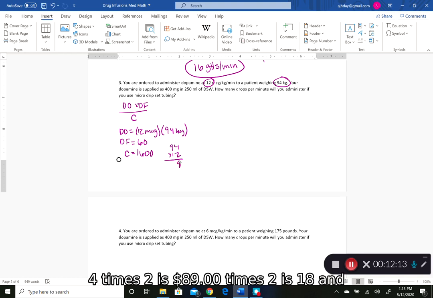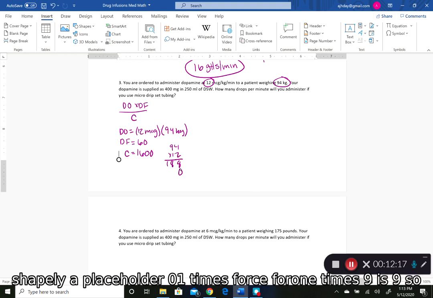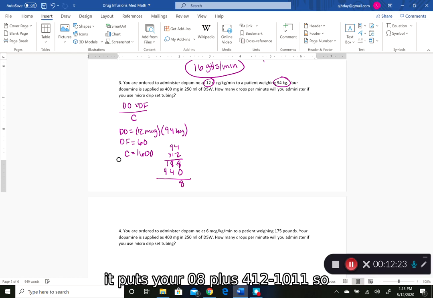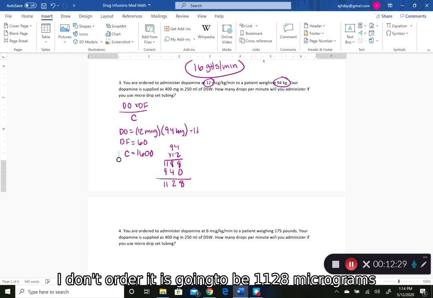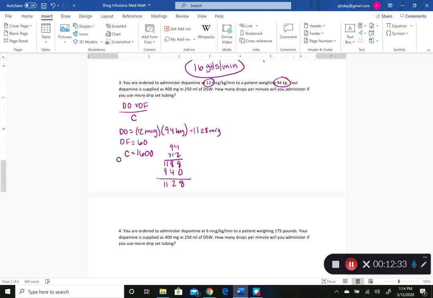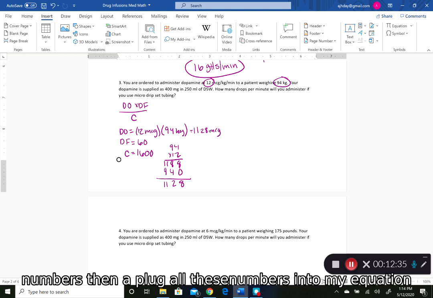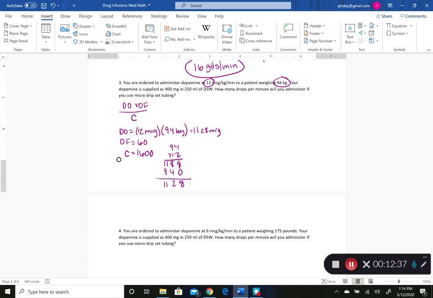4 times 2 is 8. 9 times 2 is 18. Make sure you put your placeholder 0. 1 times 4 is 4. 1 times 9 is 9. So 8 plus 0, 8. 8 plus 4, 12, 10, 11. So my dose ordered is going to be 1,128 micrograms. So now I'm just going to plug all these numbers into my equation.